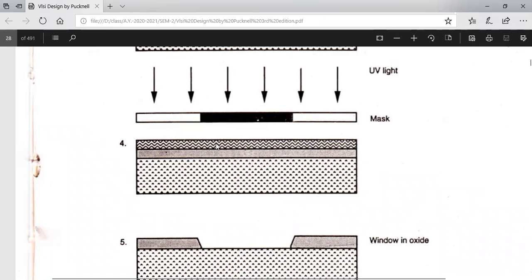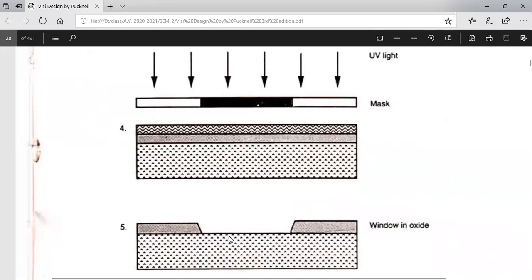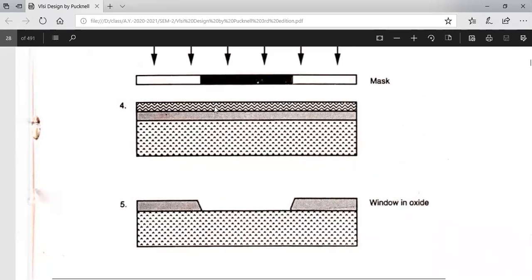So I can clean it with the help of some chemical, generally HCl. With it, I will be cleaning the total photoresist and making a hole. We can't say hole here, we can say window. I am creating a window in the oxide. Oxide means this is SiO2, and this is P-type material.